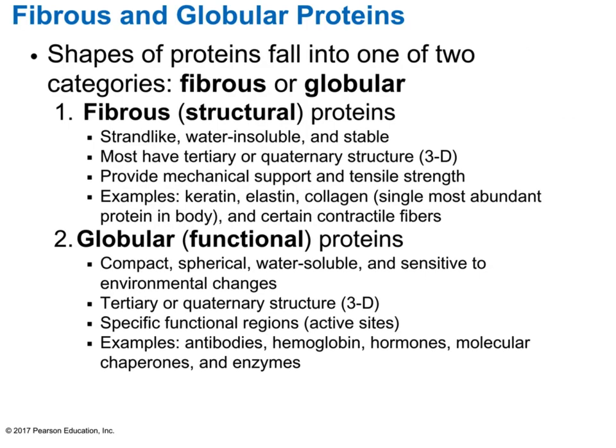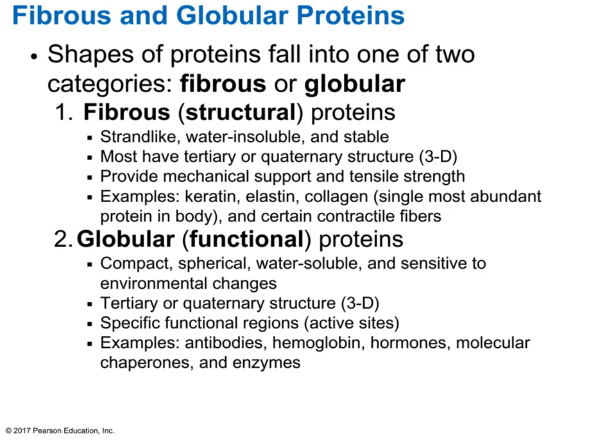So when we're looking at proteins, we're probably looking at either a fibrous or globular protein. Fibrous proteins tend to be more structural. They're strand-like, they might have tertiary or quaternary structure, their 3-dimensional structure is still important to them, but they have more mechanical and tensile strength in their shape. Keratin and collagen are just some examples of fibrous proteins.